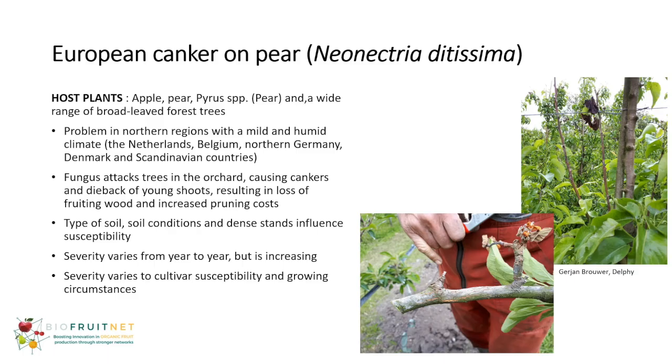European canker on pear, Neonectria ditissima. Host plants of European canker are apple, pear, and a wide range of broad-leaved forest trees. European canker is mainly a problem in the northern regions with a mild and humid climate, like the Netherlands, Belgium, northern Germany, Denmark, and the Scandinavian countries. The fungus attacks trees in the orchard, and it causes cankers and dieback of young shoots, resulting in loss of fruiting wood and increasing pruning costs.